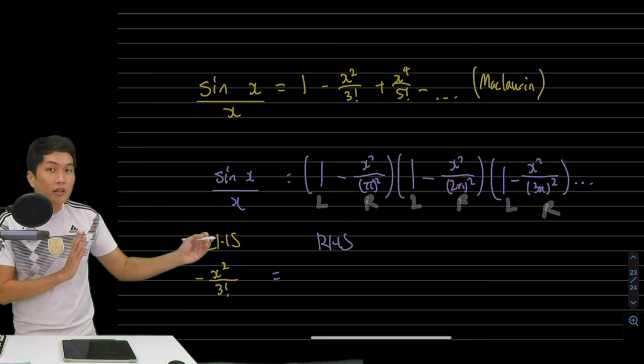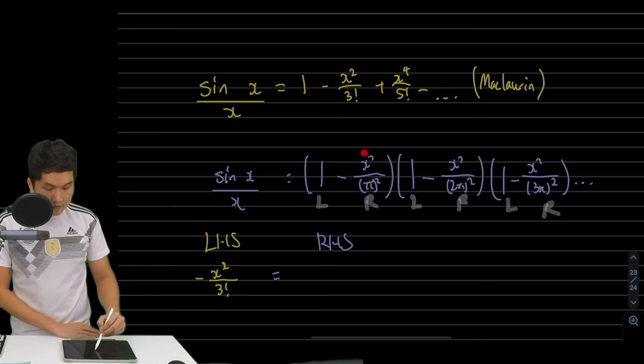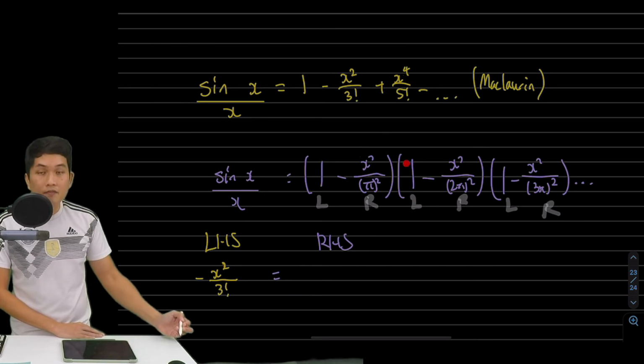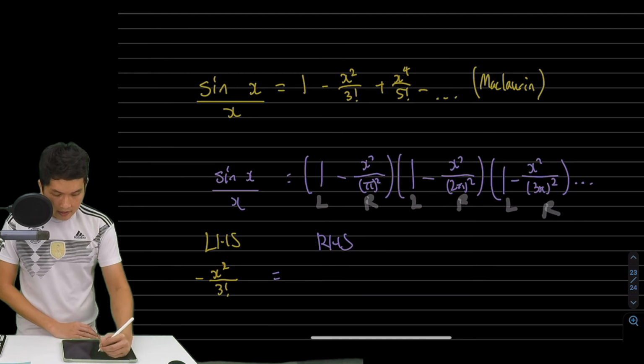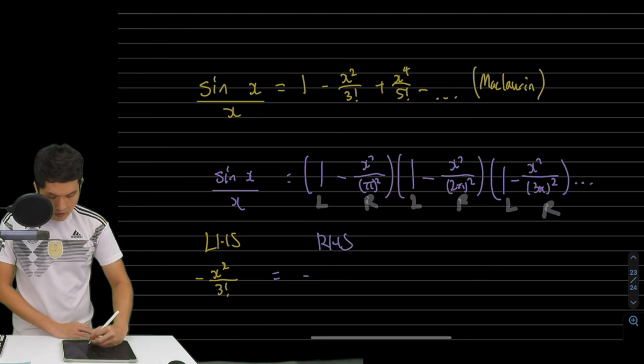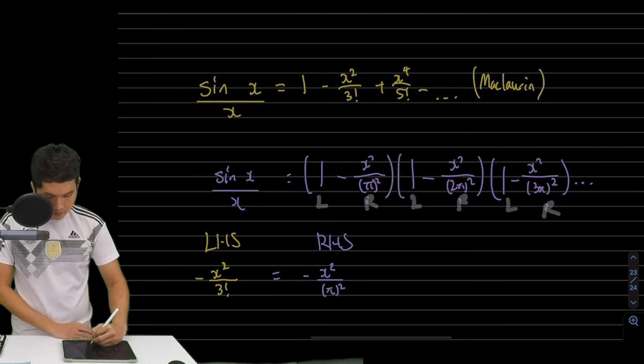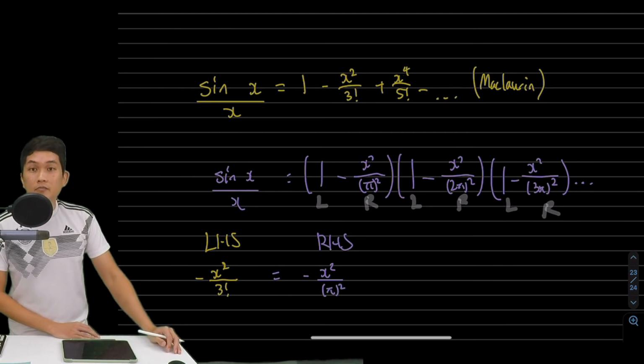Well, instead of doing all lefts, I'm going to start with a right. I'm going to take this right and multiply by left, left, left, all the way. And then my next term, which is the x squared term, will be negative x squared over pi squared. That would be my first x squared term.